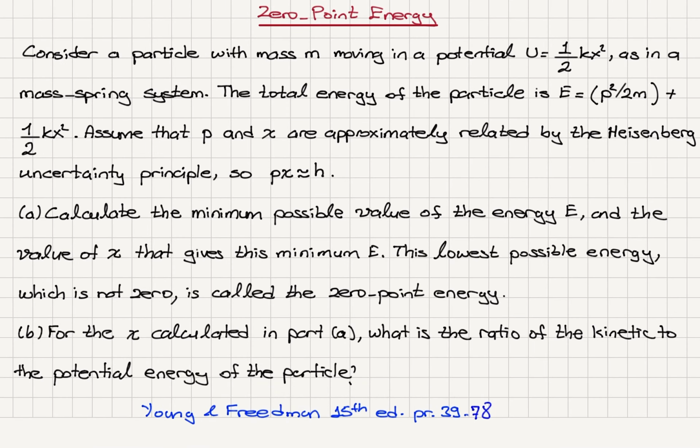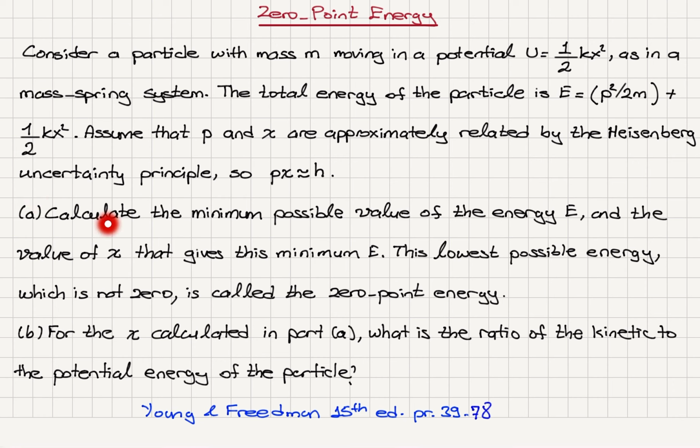Zero-point energy. Consider a particle with mass m moving in a potential U = 1/2 kx², as in a mass-spring system. The total energy of the particle is E = p²/2m, the kinetic term, plus 1/2 kx², the potential energy term. Assume that p and x are approximately related by the Heisenberg uncertainty principle, so p times x is approximately equal to Planck's constant.